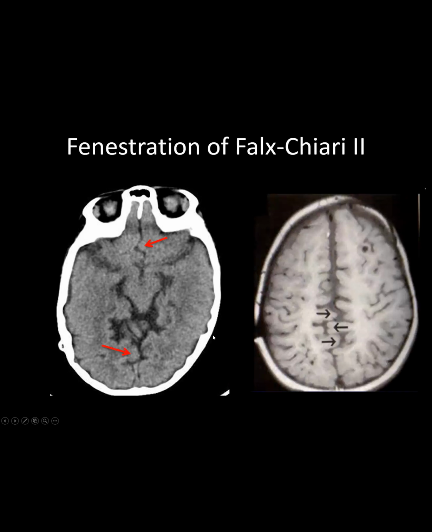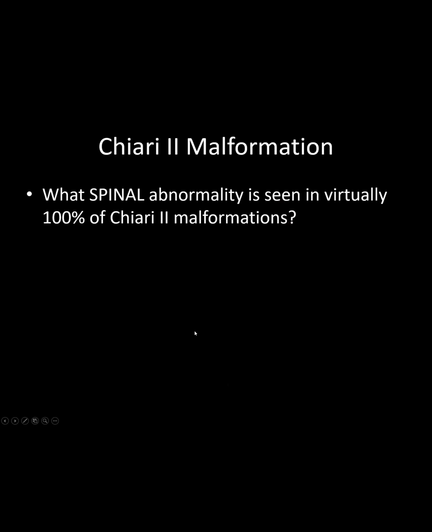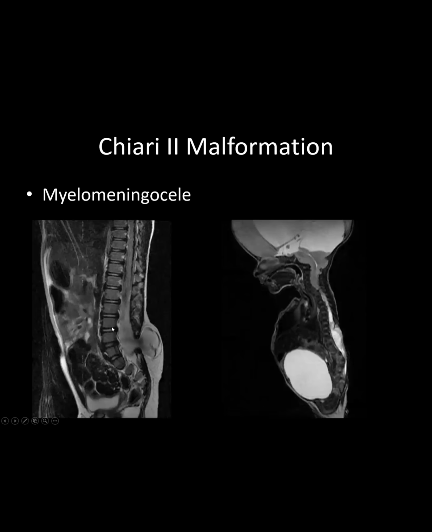This is just another example of the same thing. And that's that heart-shaped tectum that we just talked about. So since we're still talking about the same topic, Ben, what spinal abnormality do you see in virtually 100% of people that have Chiari 2? I don't think it's a myelomeningocele. Perfect. Yeah, almost 100% of people that have Chiari 2 have a myelomeningocele, which you're seeing on this example.